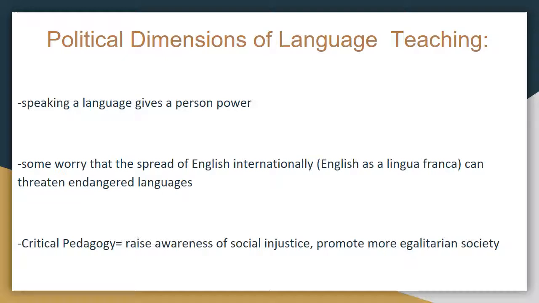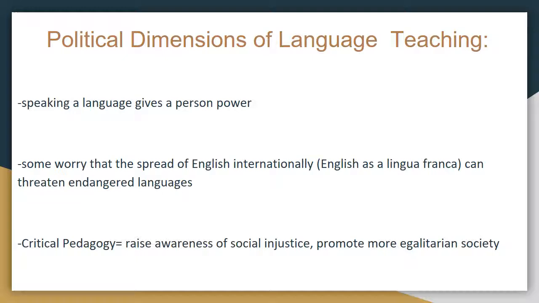So Larsen-Freeman describes how language gives a person power. The ability to speak and comprehend language allows someone to participate fully in their community, and so therefore it gives them power. Some worry that because of the spread of English internationally, so English has now become kind of like a lingua franca, where most speakers at least speak English as a second language across the world, this could threaten endangered languages or minority languages that are not as commonly spoken.